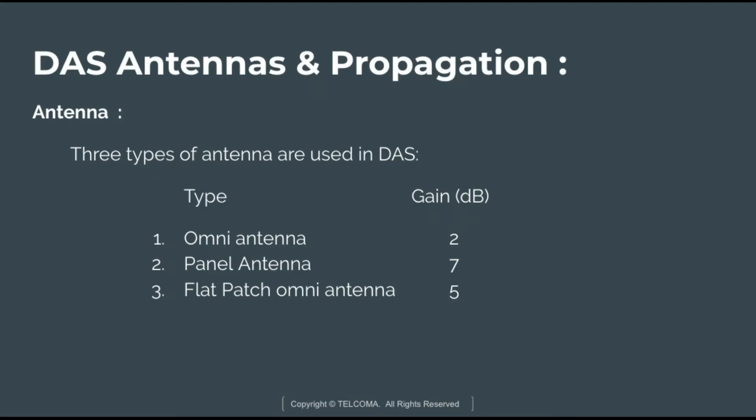In a DAS system there are three types of antenna used: the omni antenna, the panel antenna and the flat patch omni antenna. The omni antenna has a gain of 2 dB, the panel antenna has a gain of 7 dB, and the flat patch omni antenna has a gain of 5 dB. Let's discuss these antennas one by one.